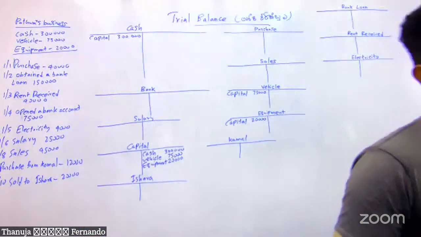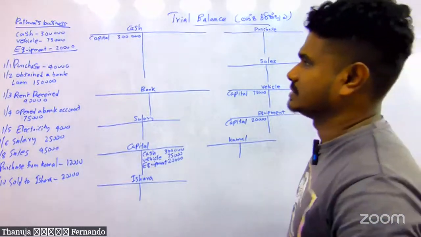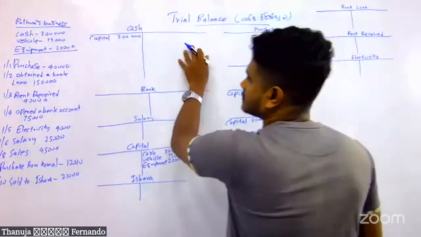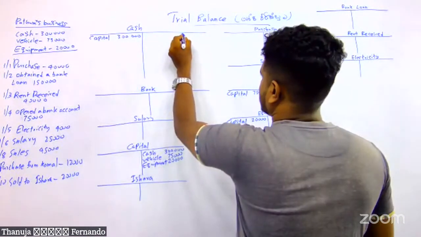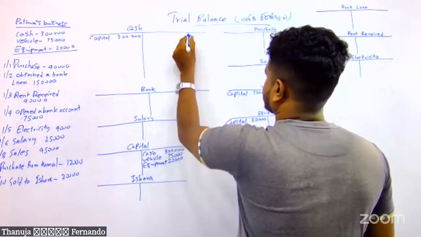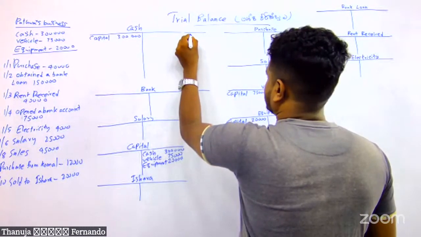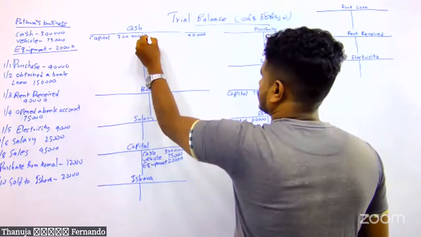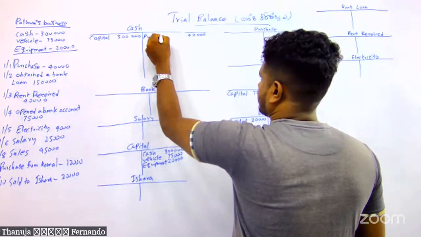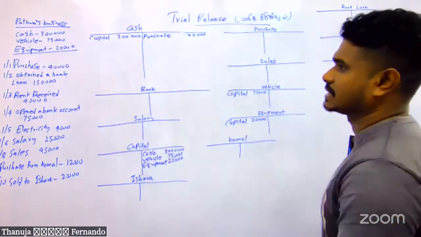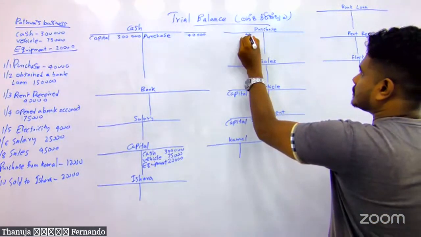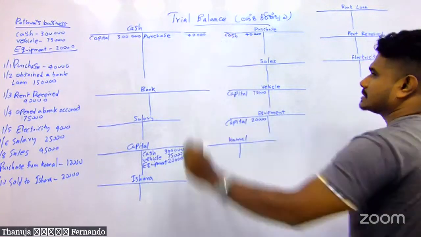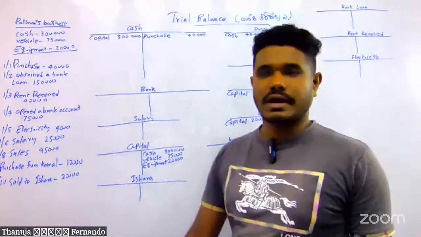First transaction is purchase 40,000. When we purchase, what happens? Cash decreases. 40,000 cash decrease means cash account credit 40,000 as purchase. Then purchase account debit 40,000 as cash, because this is a cash purchase.